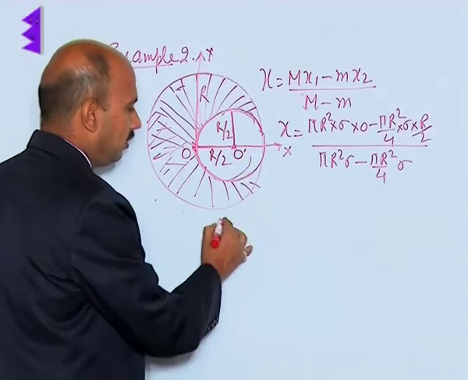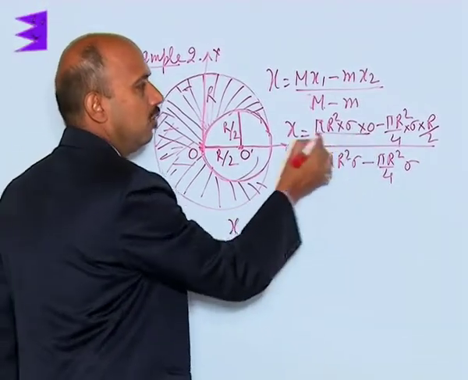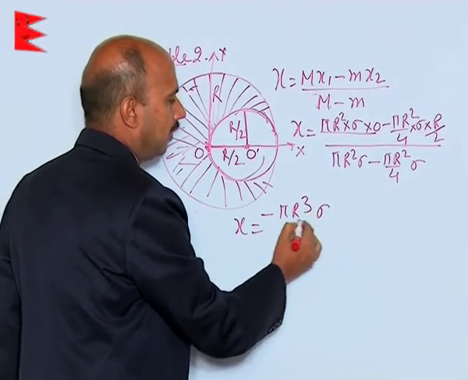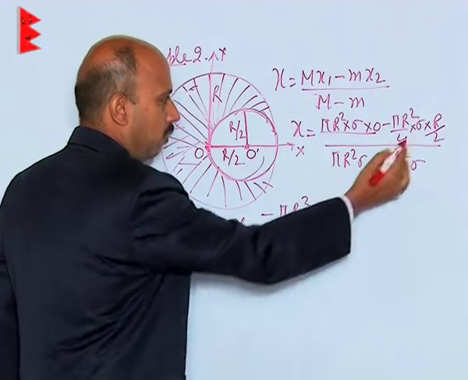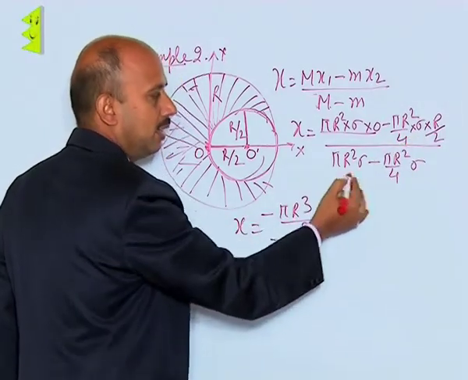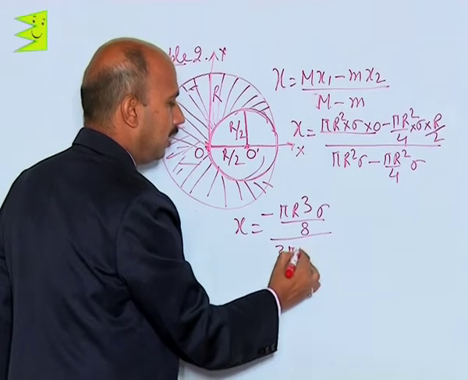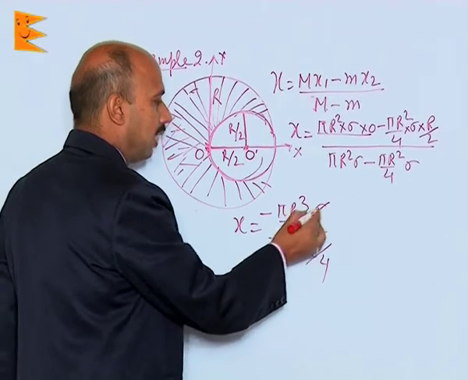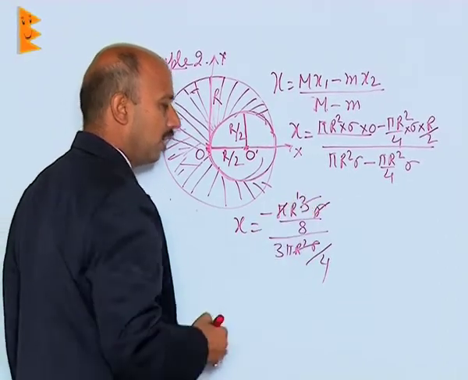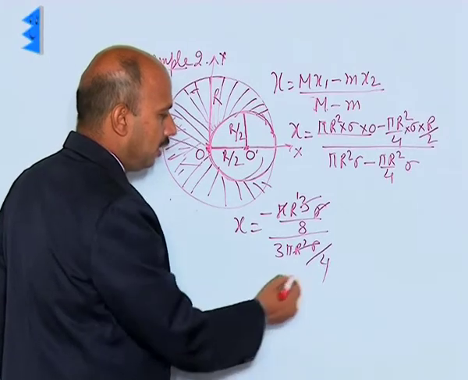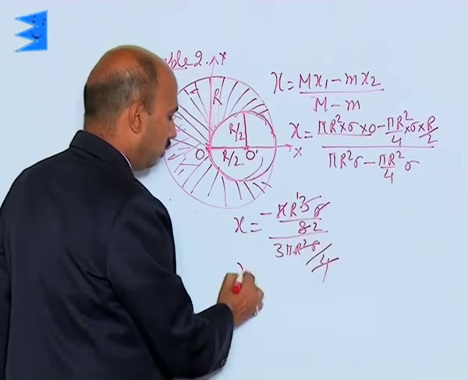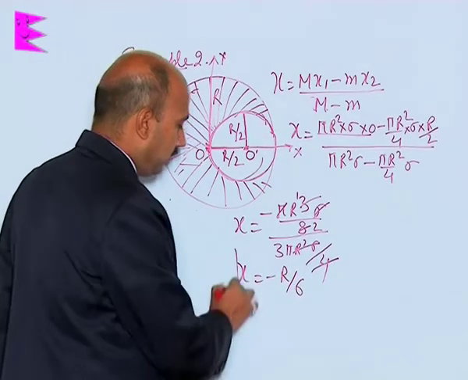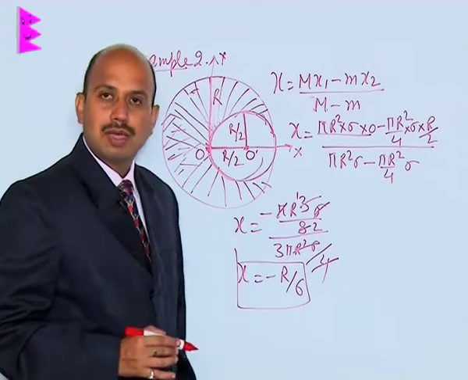We can get x is equal to, this part is 0, so we can write minus pi r cube sigma divided by 8, since 4 into 2 is 8, divided by, taking the LCM, 3 pi r square sigma divided by 4. So, pi r square sigma cancel, one r is left behind, and with 4 and 2 we will get minus r by 6. So, this is coming x is equal to minus r by 6.